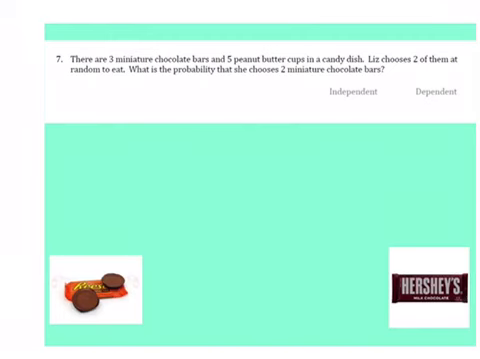So number 7 here, there are 3 miniature chocolate bars and 5 peanut butter cups in a candy dish. Liz chooses 2 of them at random to eat. What is the probability that she chooses 2 miniature chocolate bars? So she's choosing 2 of them, so we're going to do 2 probabilities. And we want the first one to be a miniature chocolate bar. Well, there are 3 miniature chocolate bars out of 5 and 3, so 8 total candies in that jar.